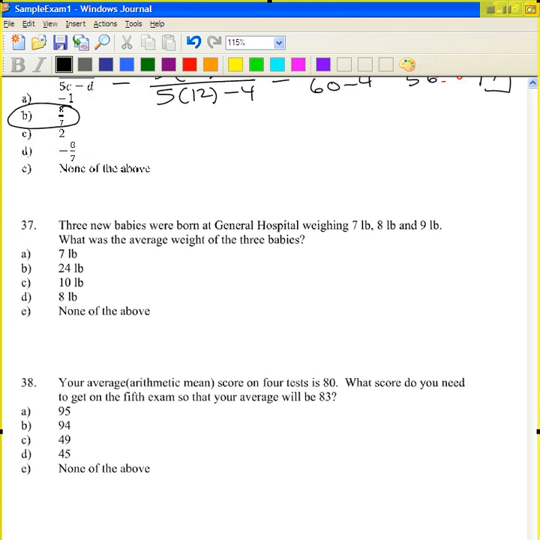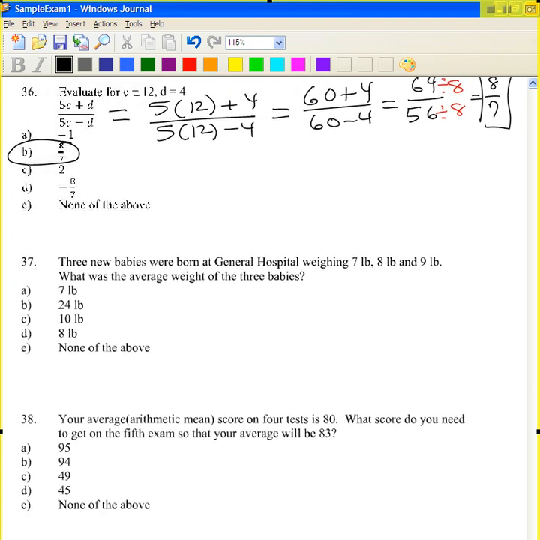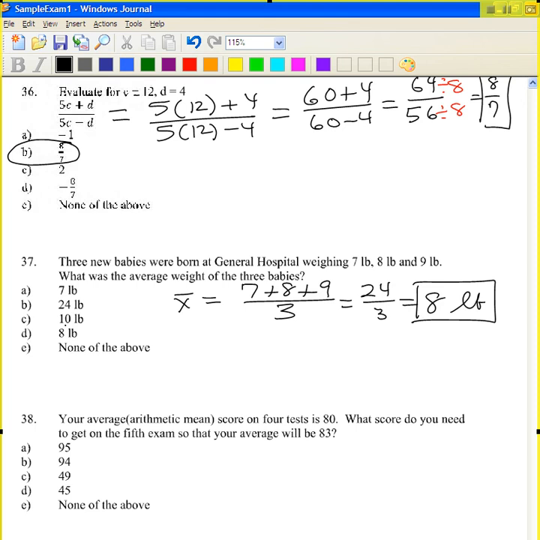Let me do problem number 37. 3 new babies were born at General Hospital weighing 7 pounds, 8 pounds, and 9 pounds. What is the average weight of the 3 babies? So I'll just add them. 7 pounds plus 8 pounds plus 9 pounds. And since there are 3 of these, I'll just divide by 3. And so if I add this, I get 15 plus 9 is 24. Divided by 3 is 8. And so the average weight is 8 pounds. D.